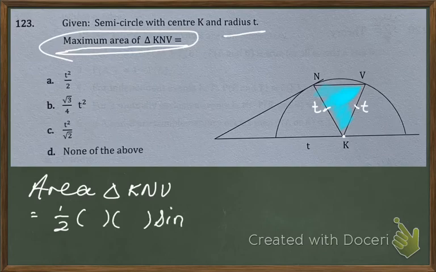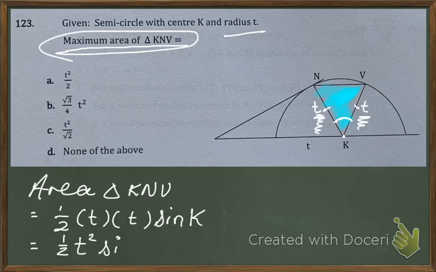In our case, A is T, that's one of the sides, you can see it there in the sketch, and the other side is also T, and sine of the included angle, I'm going to call it sine of k. So this simplifies to a half t squared times the sine of k.